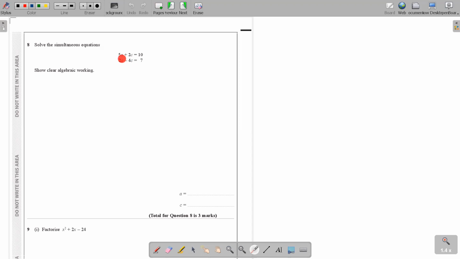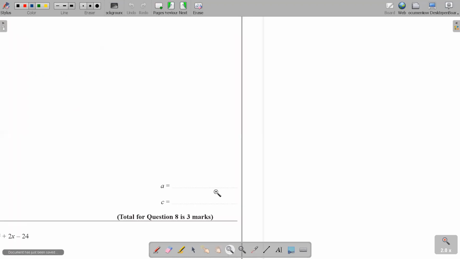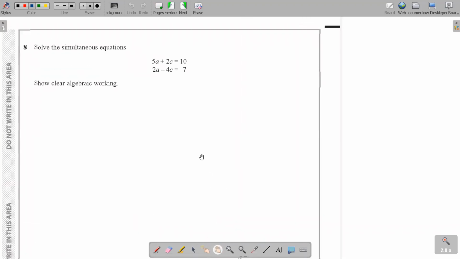So either you need to fix the figures in letter A, or you have to fix the figures in letter C. So you have to make them look equal. So I can see here that it's easier to fix the letter C because I already have 4C in the second equation. So if I multiply my first equation by 2, I can easily get a 4C, which is what I want. So let's multiply our first equation by 2 and write down here.